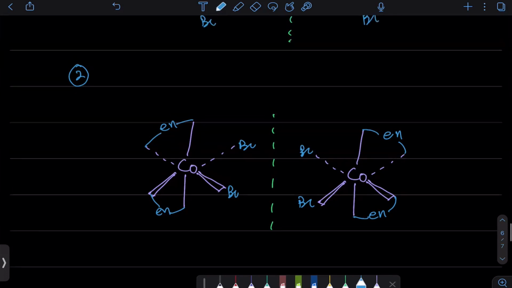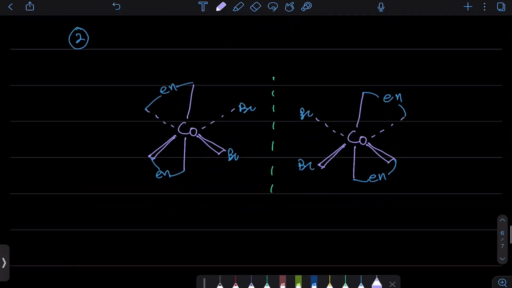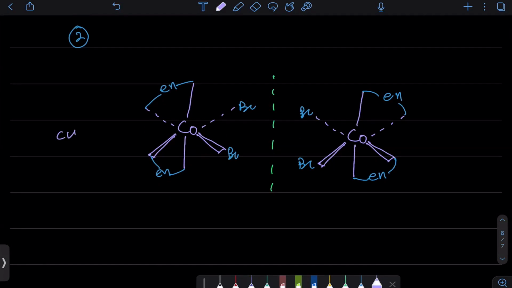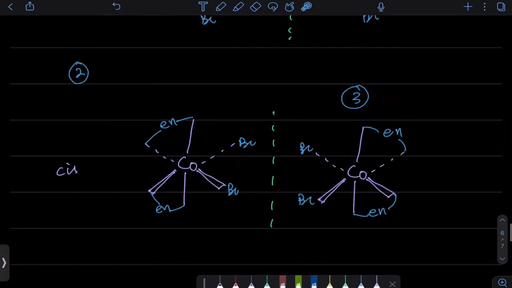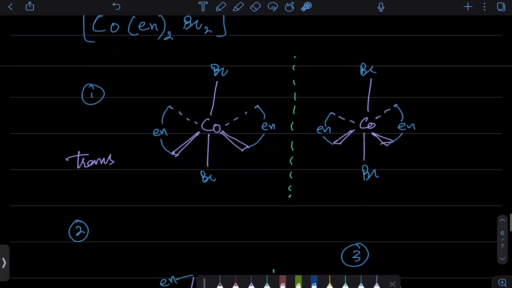This one, if you look at bromine, then they are being separated by this plane of En. This one is called the trans isomer, and this one is called the cis isomer. The cis isomer has 2 optical isomers. So there's the second one and there's the third one. They're both cis. Why? Because the bromine are both on the same side. And this one is trans, it has just 1 isomer. So overall, we have 3 isomers from this one complex.